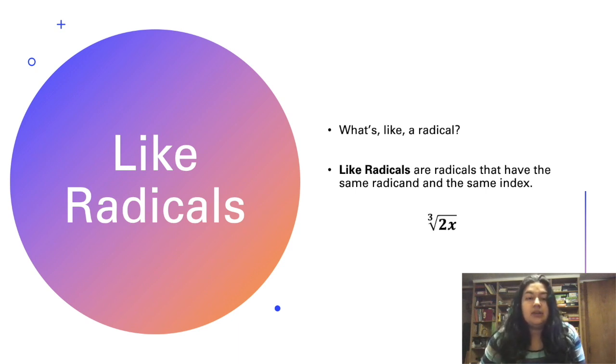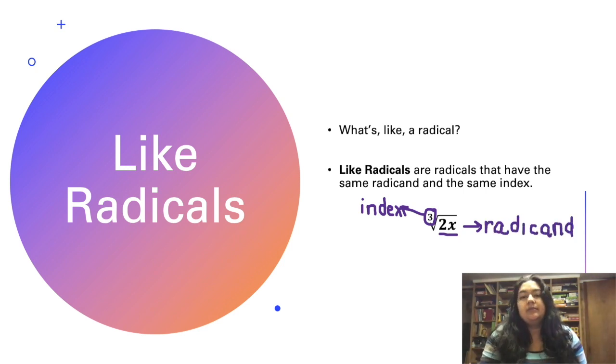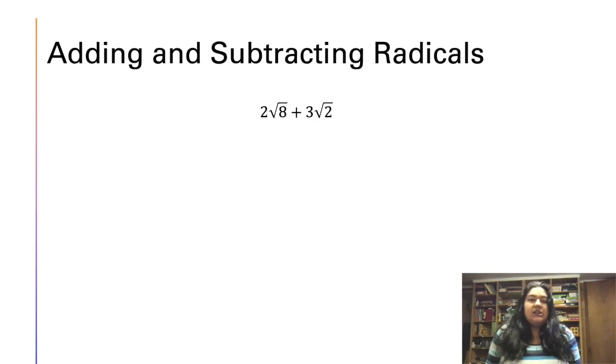So here is just a reminder of the anatomy of my radical. 3 is going to be my index, and this 2 is my radicand. So in order for me to add and subtract radicals, they need to be like radicals, same index, same radicand. Okay, adding, subtracting radicals.